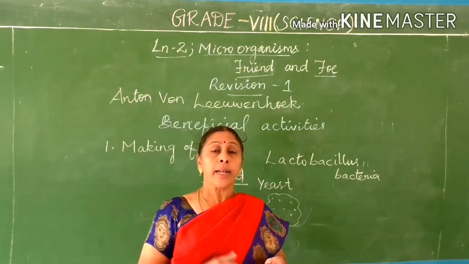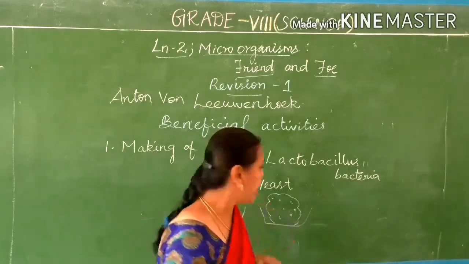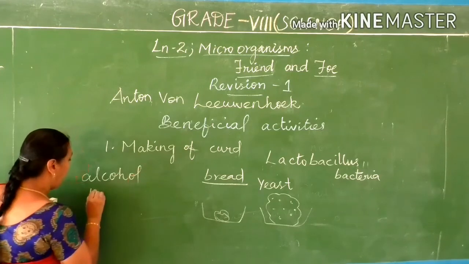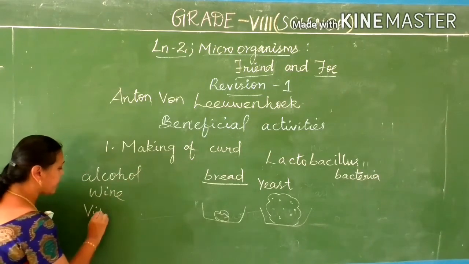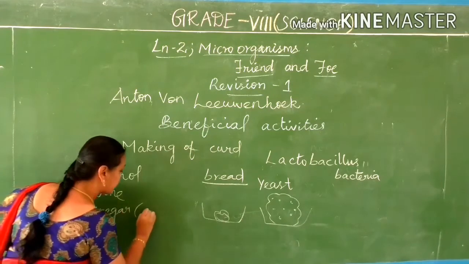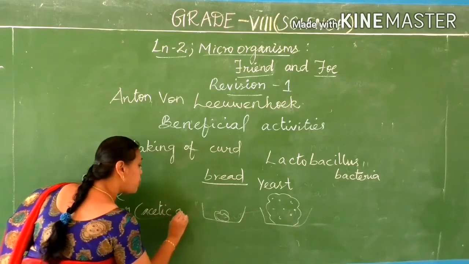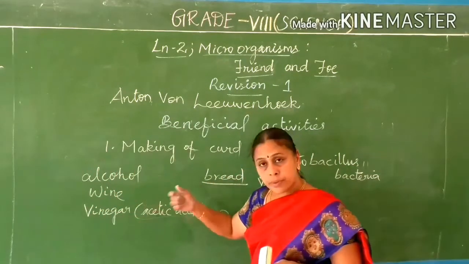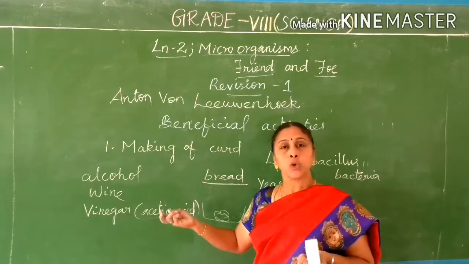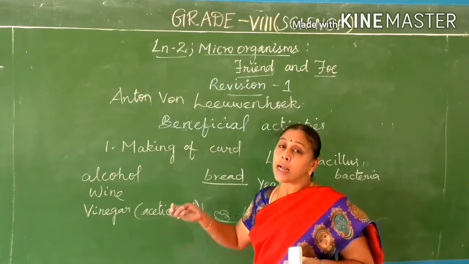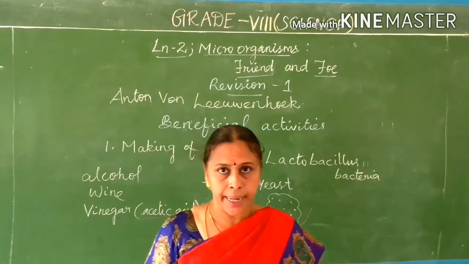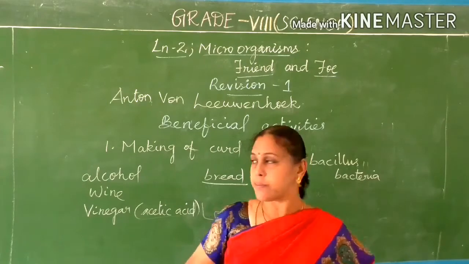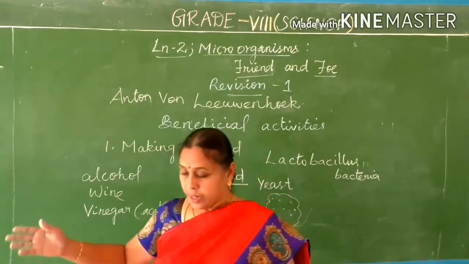Commercial use means what? Large scale production. For example, alcohol, wine, then vinegar. Vinegar is nothing but acetic acid. These are produced in large quantities in factories. And if anything is produced in large quantities for commercial purpose, that is called commercial trade. This is to earn money. And in this commercial production also, these microorganisms are useful. Okay, next.